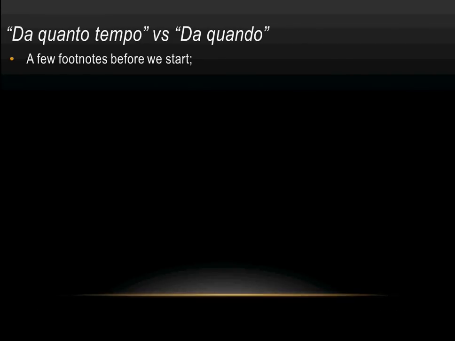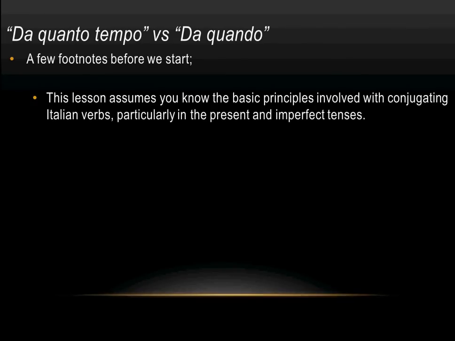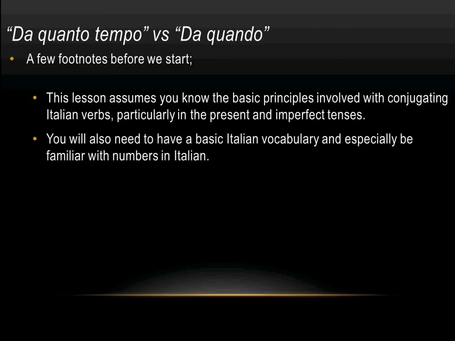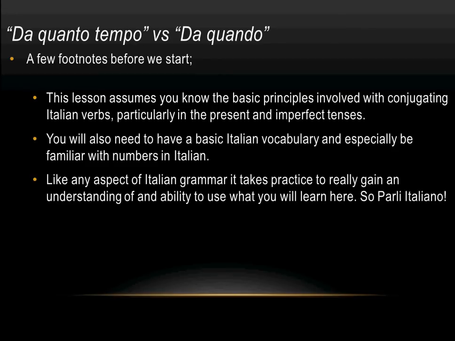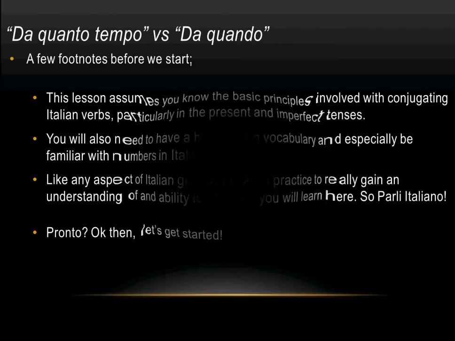As usual, before we get started, just a few quick footnotes. This lesson assumes you know the basic principles involving conjugating Italian verbs, particularly in the present and imperfect tenses. You'll also have to have a basic Italian vocabulary and especially be familiar with numbers in Italian. And like any aspect of Italian grammar, it takes practice to really gain an understanding and ability to use what you will learn here. So, parli italiano. Pronto? Okay, let's get started.